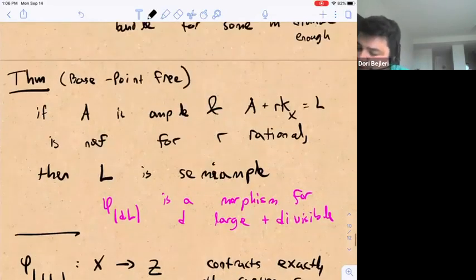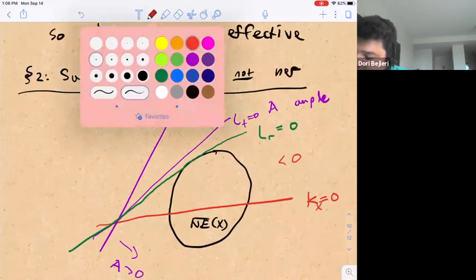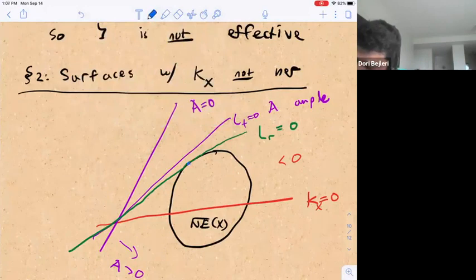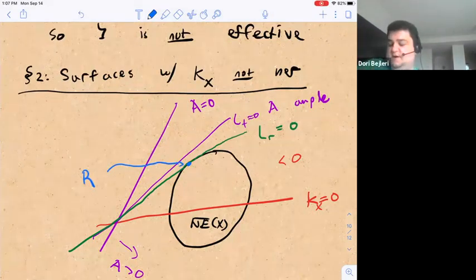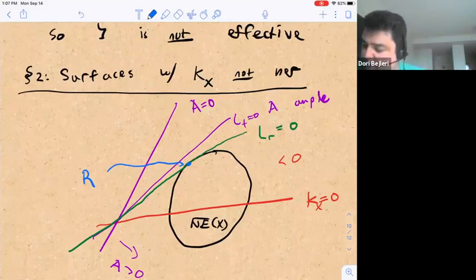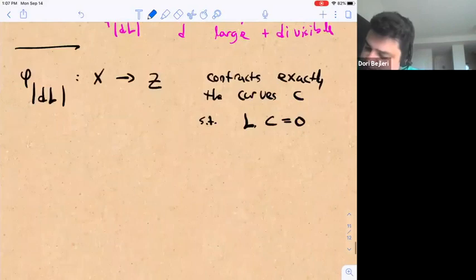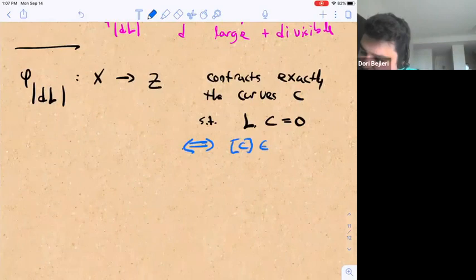So if we look back at our picture, these curves where L dot C are 0 are going to span the ray or collection of rays where this L, this L on the nef threshold, has touched the numerically effective cone. So if we call this R the ray on our effective cone where L·R equals 0 intersects it, then this linear series, once we know it exists, contracts exactly those curves whose class is in this ray.